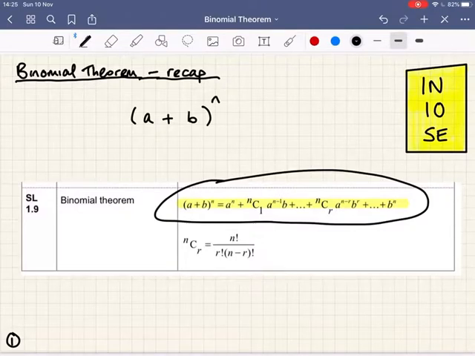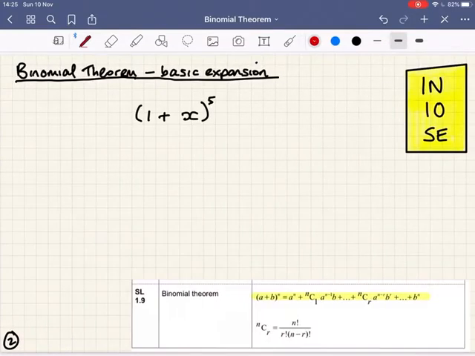And it's made up of 3 components, a and b and n, which are given in our binomial problem. Let's do some simple examples then. So (1 + x) to the power of 5. Best thing to do if you really want to be thorough is just write down beforehand, what are your 3 values here? a is 1, b is x, and n is 5. And then you can just fill in the formula as per the formula sheet.